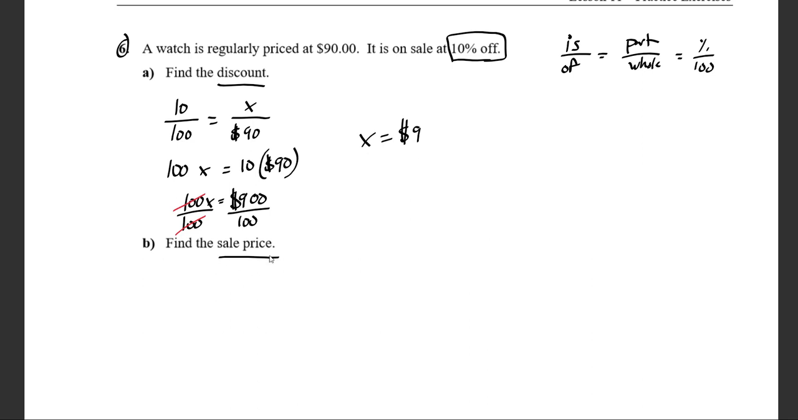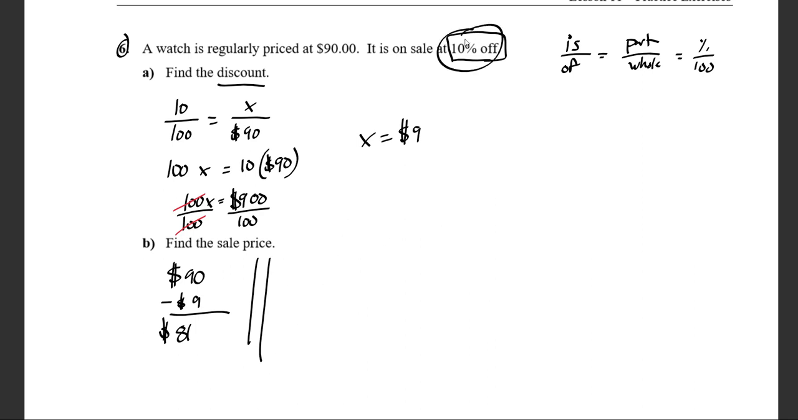The sale price, we could find two ways. One way is we could say its original cost is $90, we're saving $9, so 90 minus 9 is 81. This is quick if we've already done part A. But I'll show you another way. If we're looking for the sale price, it'll cost $81 on sale. We know that now. But we could start from scratch.